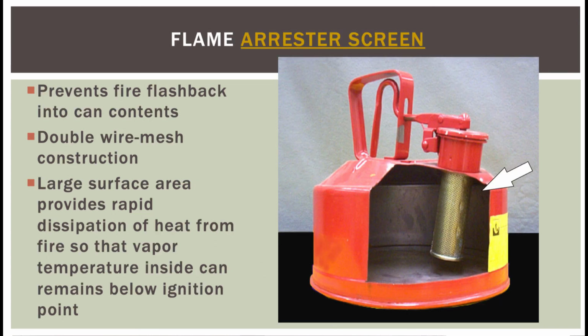And they're supposed to have also, what safety cans contain is a flame resistant screen, which increases the surface area inside and creates a rapid dissipation of heat in case you did get a flash. So the top would automatically snap down, and then the heat would dissipate so that the can itself wouldn't explode or catch on fire.